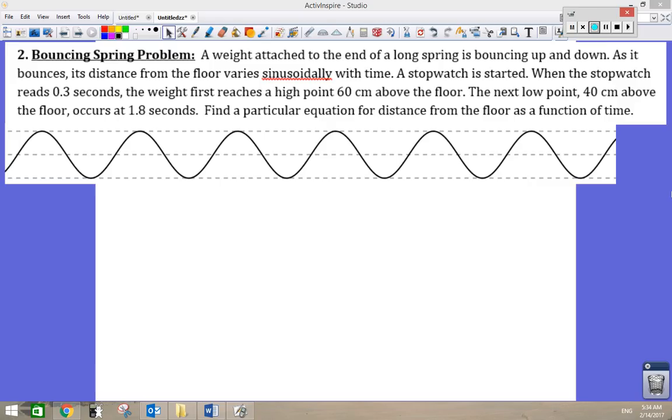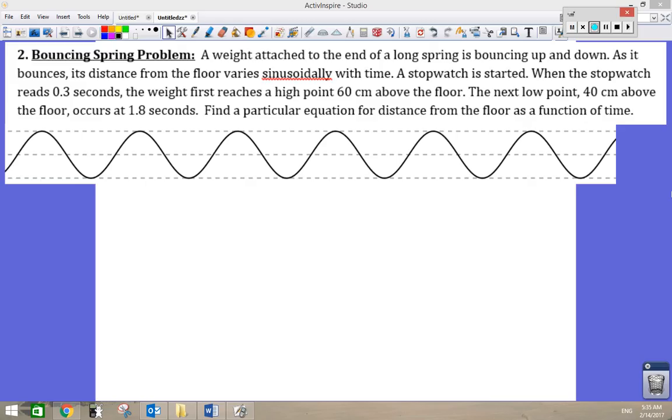Let's take a look. We've got a bouncing spring problem. The weight attached to the end of a long spring is bouncing up and down. As it bounces, its distance from the floor varies sinusoidally with time. A stopwatch is started when the stopwatch reads 0.3 seconds. The weight first reaches a high point 60 centimeters above the floor. The next low point at 40 centimeters above the floor occurs at 1.8 seconds. Find a particular equation for the distance from the floor as a function of time.